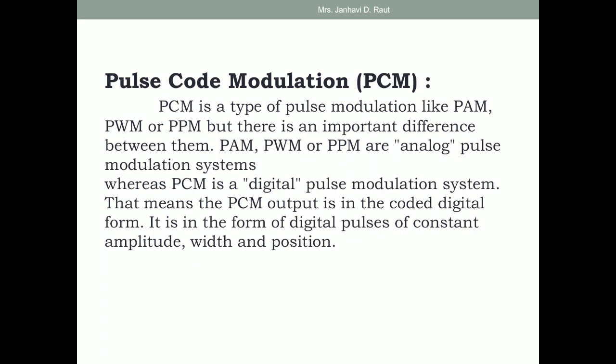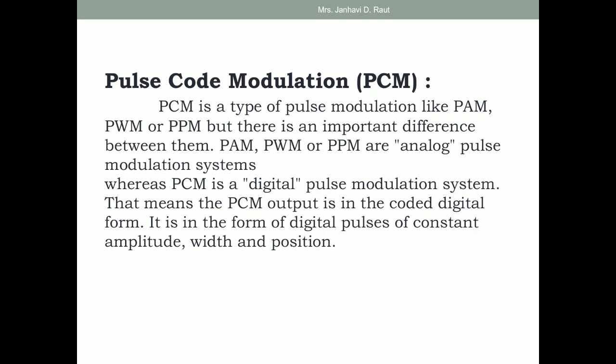PCM is a type of pulse modulation like PAM, pulse amplitude modulation, pulse width modulation, or pulse position modulation. But there is an important difference between them. PAM, PWM, or PPM are analog pulse modulation systems, whereas PCM is a digital pulse modulation system. That means the PCM output is in coded digital form. It is in the form of digital pulses, so constant amplitude, width, and position.